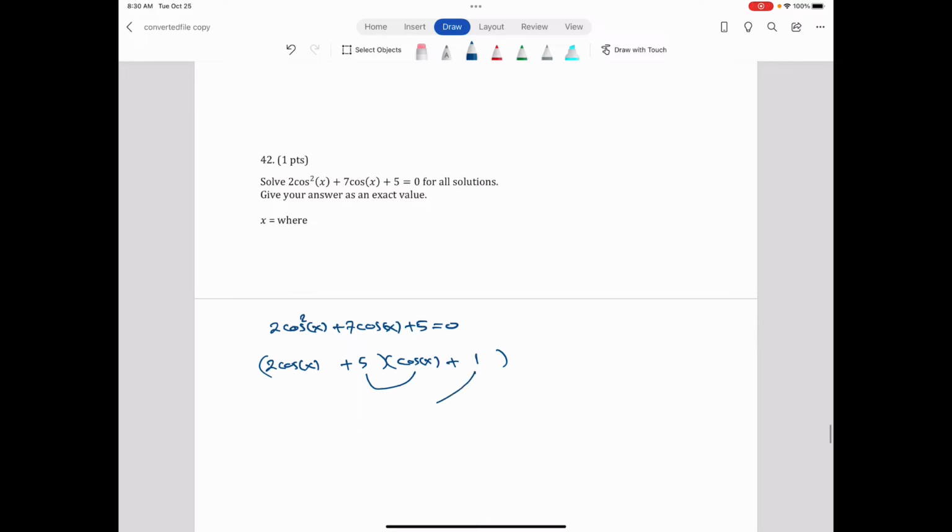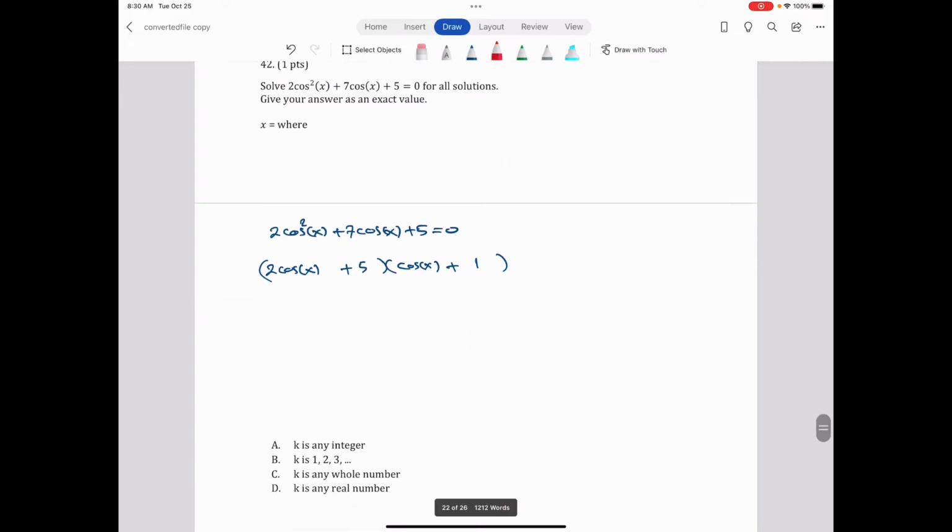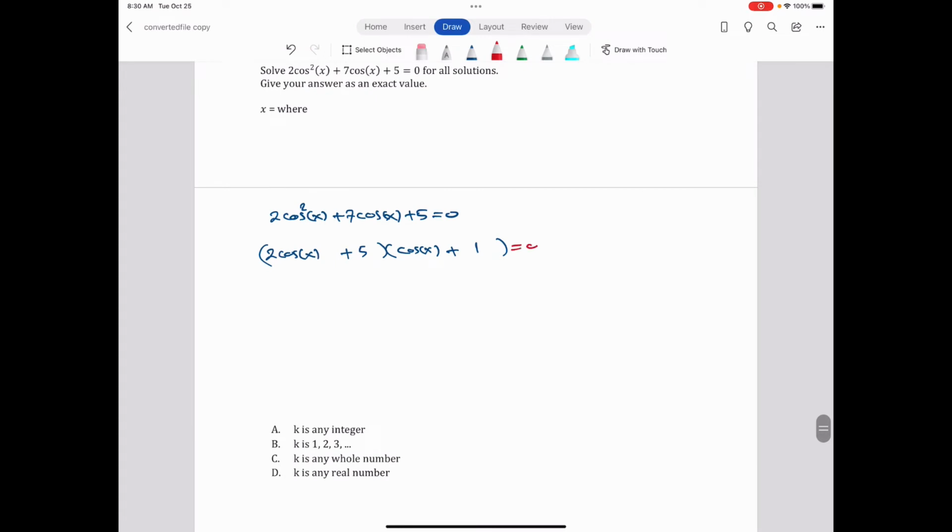5 cosine plus 2 cosine is 7 cosine, so my factoring is correct. Now I will proceed by putting this equal to 0, and then either 2 cosine x plus 5 equals 0 or cosine x plus 1 equals 0.